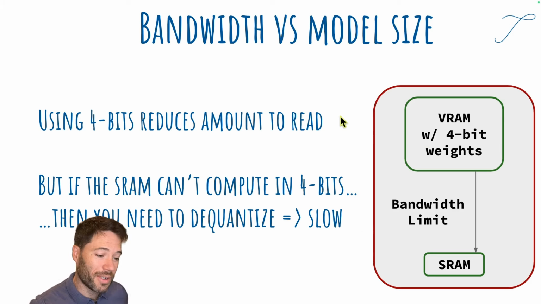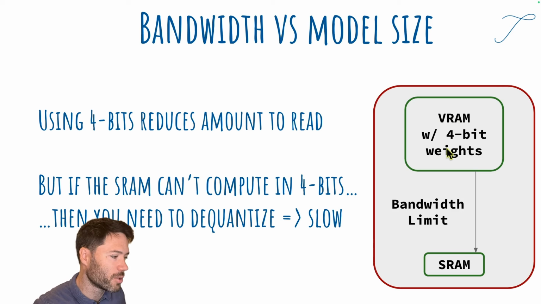So in principle, if you can have 4-bit weights, this will help not just with reducing the VRAM you need, so you can use a smaller GPU, but it should also make the bandwidth limit less important because you now need to read less data from the VRAM into the SRAM. So having 8 bits or 4 bits should be a good idea versus having a 32-bit or a 16-bit model, just because you're going to have to read less data into the SRAM.